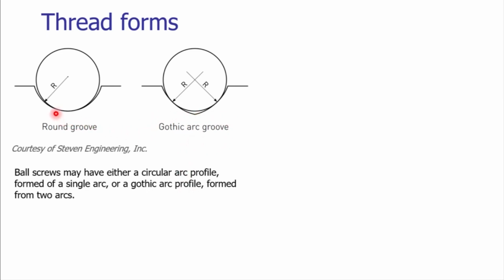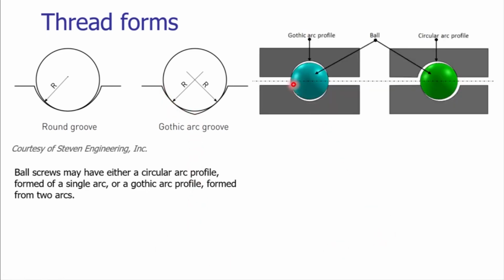Here you can see, instead of having only one contact point, we can have two contact points. For that purpose, we need to change the profile. Instead of having only one curve, we can have two curves connected to each other, so that we form a Gothic arc. You can notice here, due to the Gothic curve, we can ensure the contact of the ball with the screw and the nut arrangement.